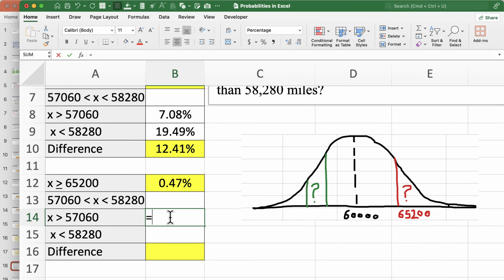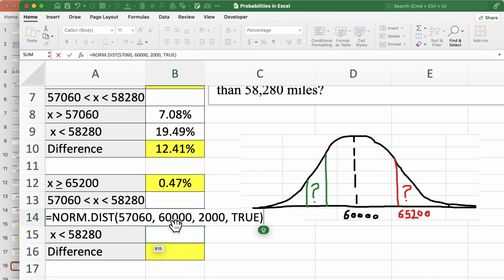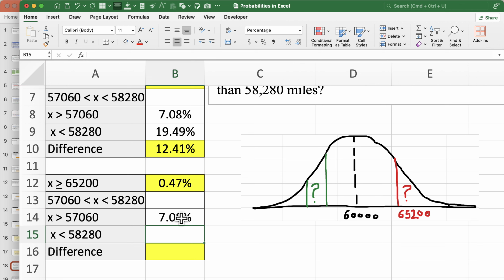I will use this formula, that's NORM.DIST, which means normal distribution, and then x, which we know is 57,060, and then mean, which we know is 60,000, and standard deviation, as you can see it's highlighted, is 2,000, and cumulative, we know it is true because we want to calculate the probability of everything on the left of this green line. That gives us 7.08%. So this gives us the probability of the area to the left of this green line, which means starting from here up to this extreme end.